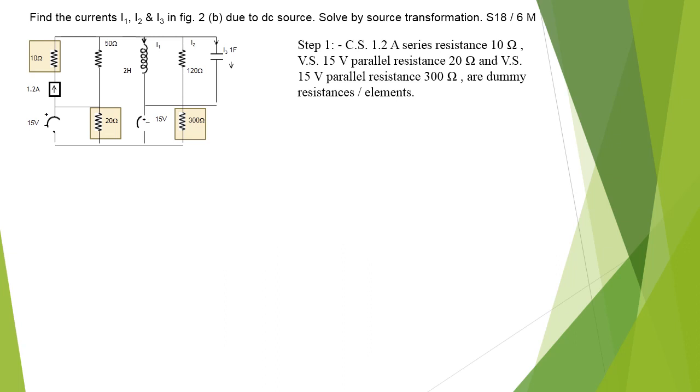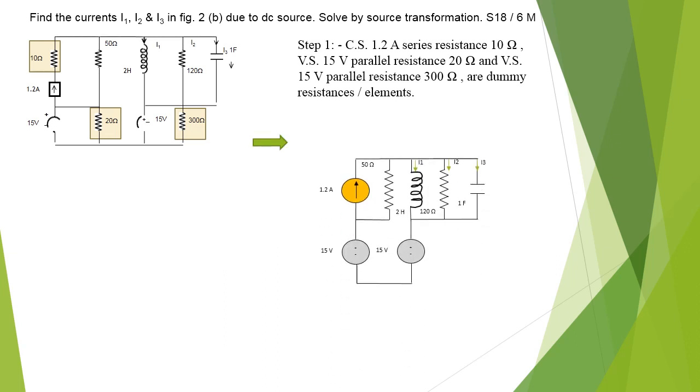As soon as you neglect that, you will get the new circuit which is shown in this figure. So now you get a current source of 1.2 ampere having internal resistance, as per practical current source standards, of 50 ohms, connected in parallel to the current source. So it is a practical current source. Then a voltage source of 15 volt now becomes an ideal voltage source. Another 15 volt is again an ideal voltage source. Then we have an inductor through which we have to find the current I1, then a resistance through which I2 will be calculated, and I3 through the capacitor. So now we have to calculate these three currents.